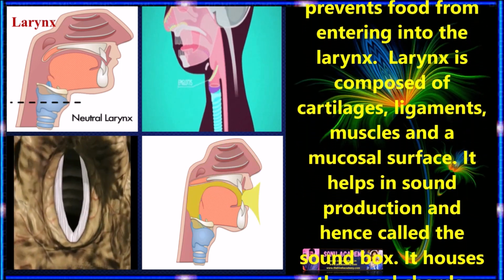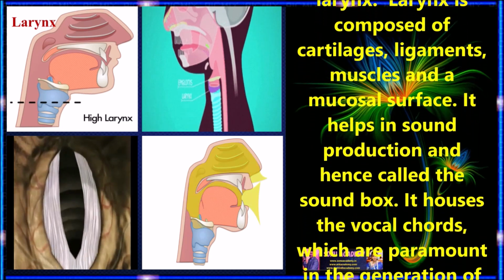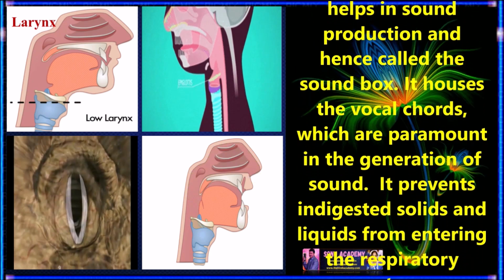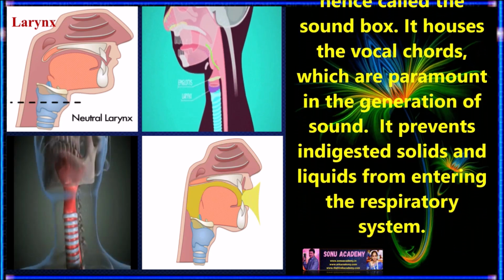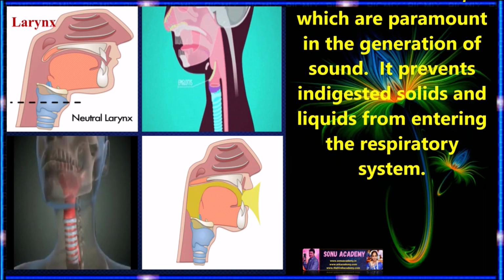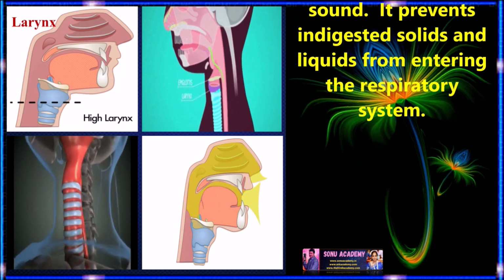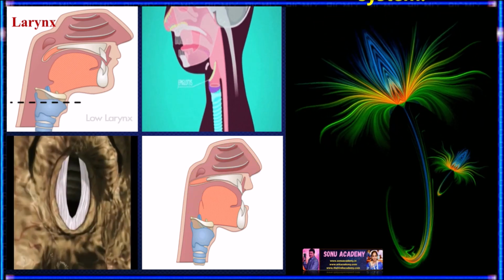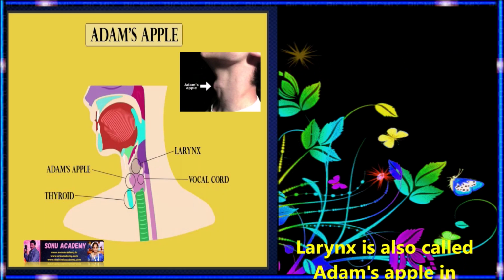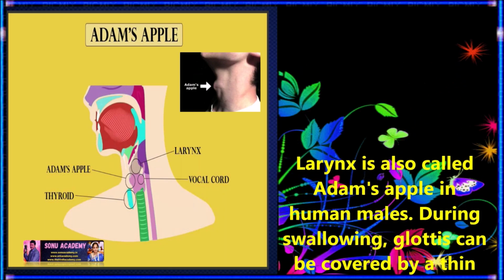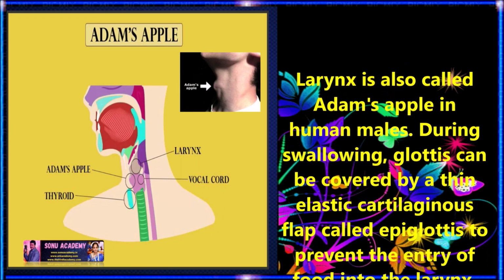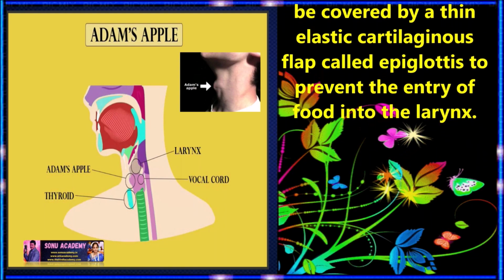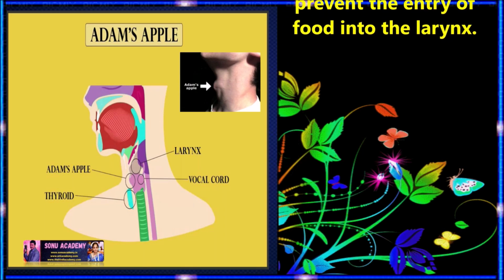The larynx is composed of cartilaginous ligaments, muscles, and mucosal surface. It helps in sound production and hence it is called the sound box. It houses the vocal cords, which are paramount in the generation of sounds. It prevents undigested solids and liquids from entering the respiratory system. The larynx is also called Adam's apple in human males. During swallowing, the glottis is covered by a thin elastic cartilaginous flap called the epiglottis to prevent the entry of food into the larynx.